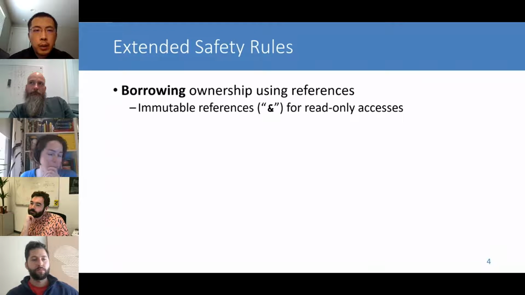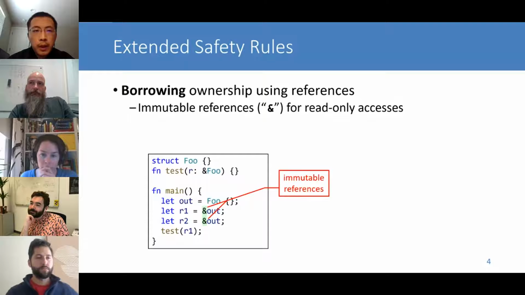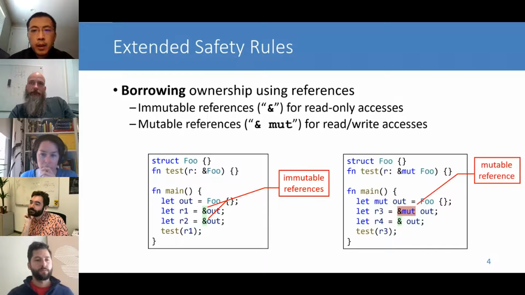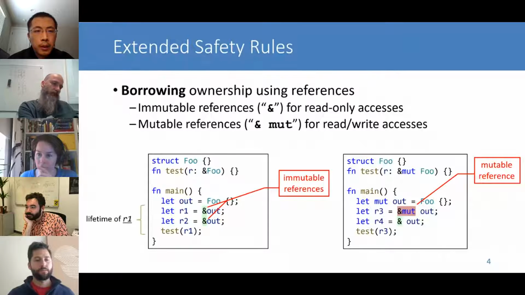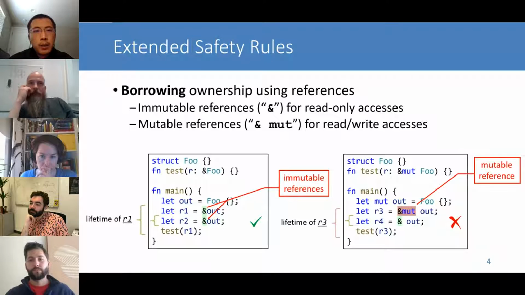A reference can be immutable for read-only accesses or mutable for read and write accesses. Rust allows multiple immutable references to a variable to exist at the same time, but it only permits at most one mutable reference to a variable at any time. All these rules are checked statically during compilation. They essentially prohibit having mutability and aliasing at the same time. Together, they can prevent many severe memory bugs and concurrency bugs.